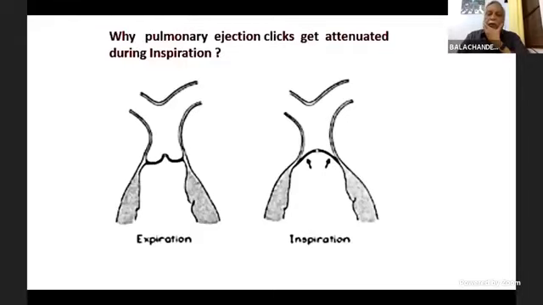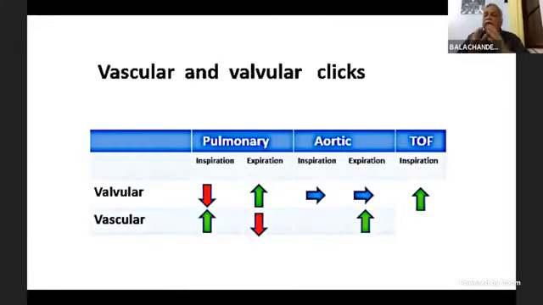This is a well-known explanation why pulmonary ejection clicks get attenuated during inspiration, because there is already a doming due to the increased blood flow. In fact, the increased blood flow increases the right atrial pressure, and the right atrial contraction itself can prematurely open and dome the pulmonic valve. So it does get decreased on inspiration. On expiration, it becomes more. This is also a comprehensive slide between valvular and vascular clicks, which is often asked in the exam.